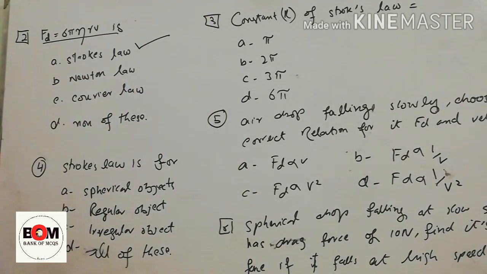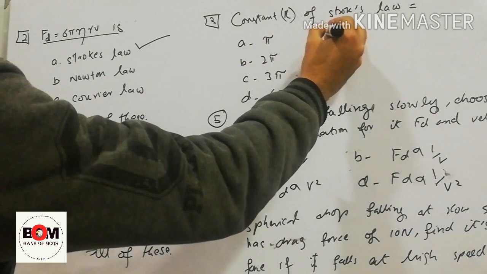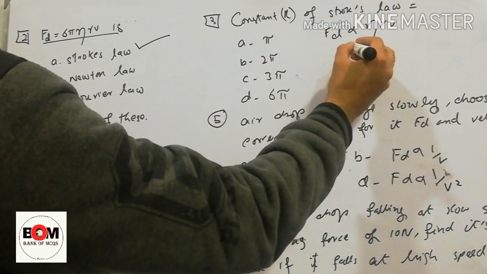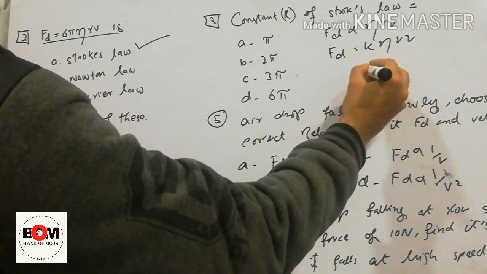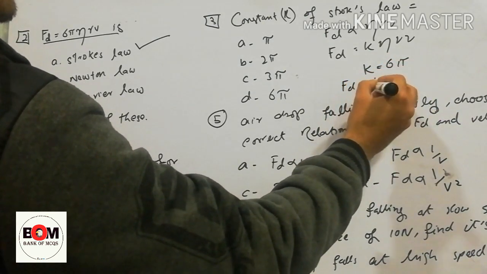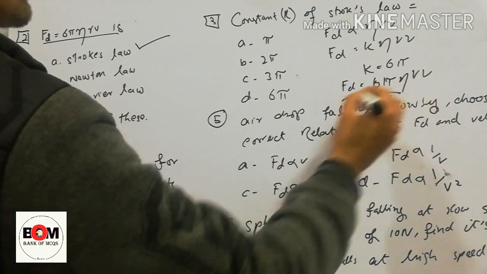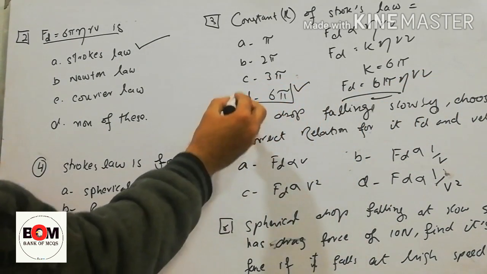MCQ number three: constant k of Stokes law is equal to pi, 2 pi, 3 pi, or 6 pi. From Stokes law we know that Fd is proportional to eta rv. We put the constant k, Fd is equal to k eta rv, where k is equal to 6 pi, and the equation becomes Fd is equal to 6 pi eta rv. So 6 pi is the right answer.